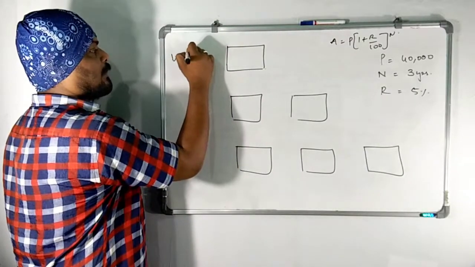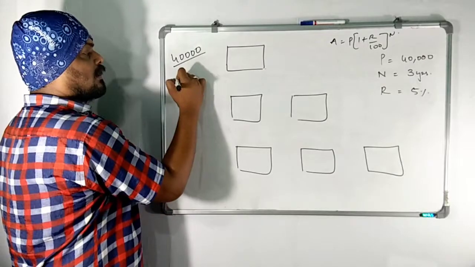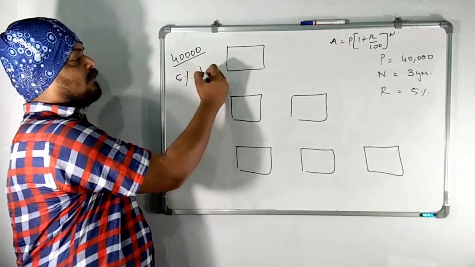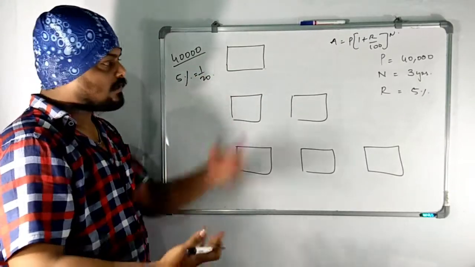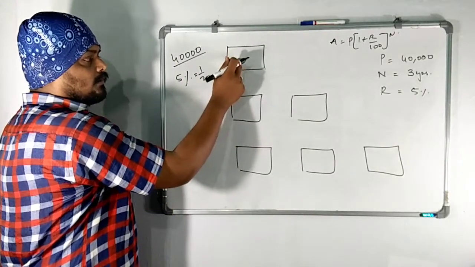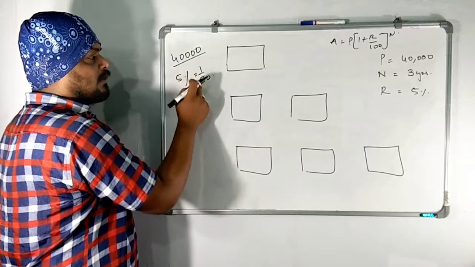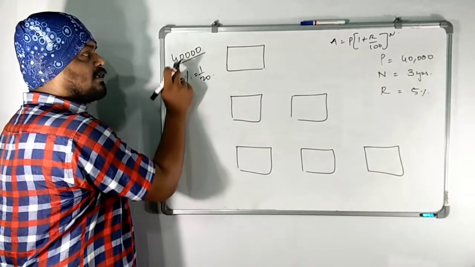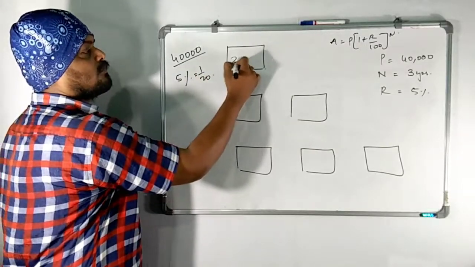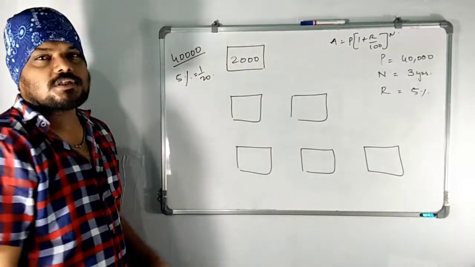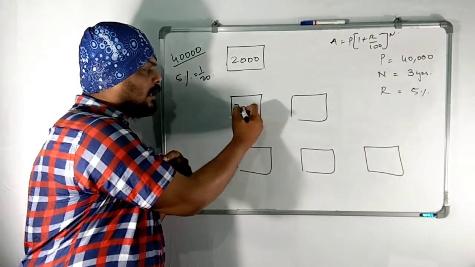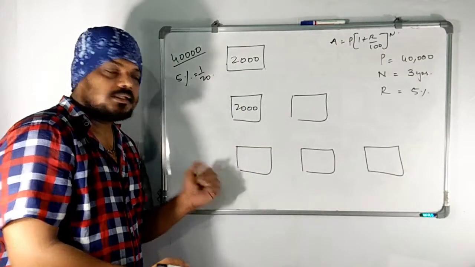So here let us assume the principal as 40,000, and the rate of interest is 5%. What is the fraction value of 5%? It is 1 by 20. Let us understand one by one. Here it is increasing by 5% upon 40,000. So what is 5% of 40,000? It is 2,000. And later in the second year also it is increased by 2,000, and in the third year it is increased by 2,000 again.